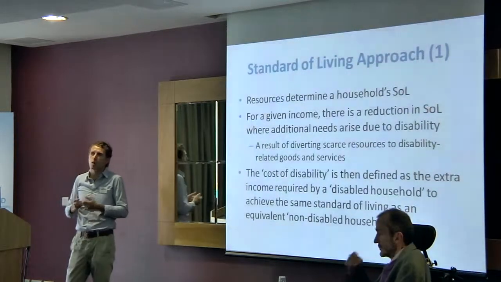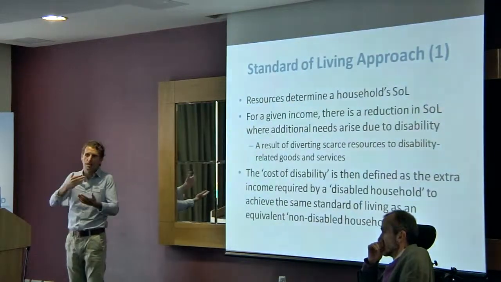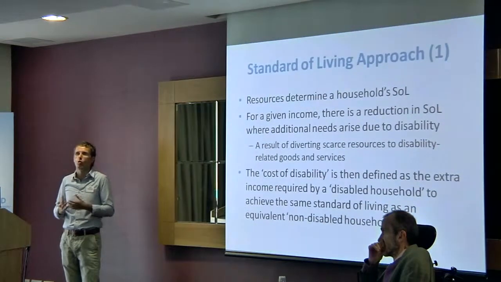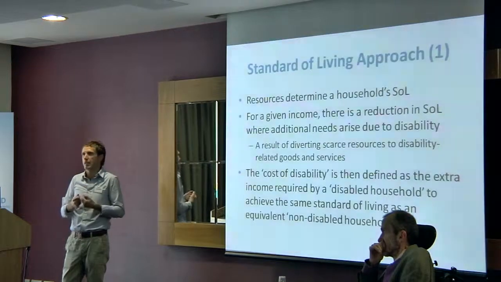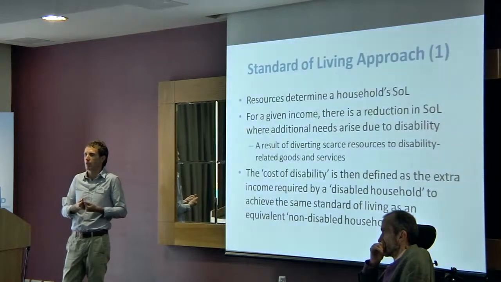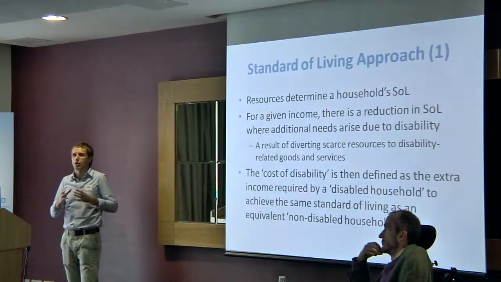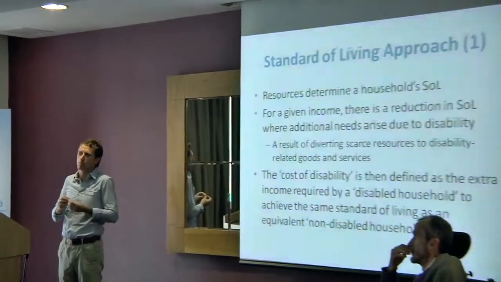And this is primarily a result of the diversion of income, basically scarce resources, to disability-related goods and services. If you're spending money on extra heating, transport, aids and appliances, medicines, carers, etc., that money is therefore no longer available to spend on goods and services that we generally think are related to standard of living. So what we do using the approach is we try to figure out the cost of disability as a measure of the extra income that's required by a disabled household to achieve the standard of living of an equivalent non-disabled household.